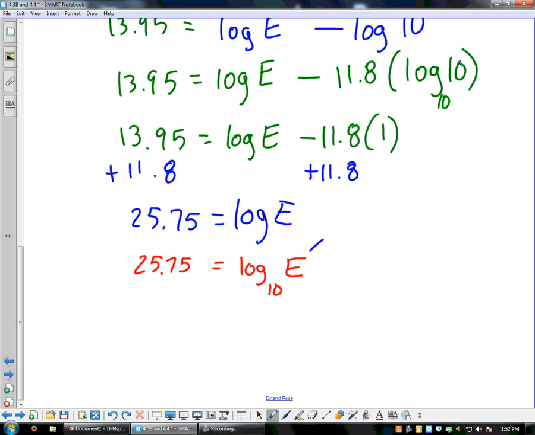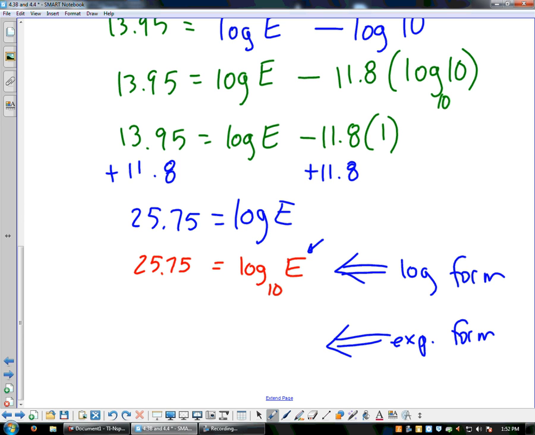And if we're trying to solve for this mystery energy level, E, in ergs, we're going to rewrite this in exponential form. This is currently written in logarithmic form, but if we want to rewrite it in exponential form, that would be saying what base raised to what power equals what. Remember, we did this on the last video. So the base is 10 raised to, remember, logarithms are exponents, and 25.75 is the logarithm, so that means that's the exponent, equals E. So the energy level is going to be 10 raised to the 25.75.